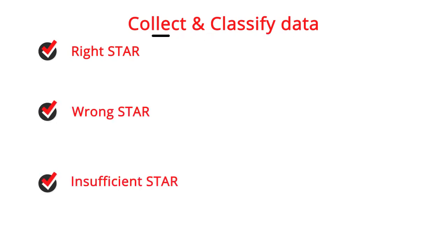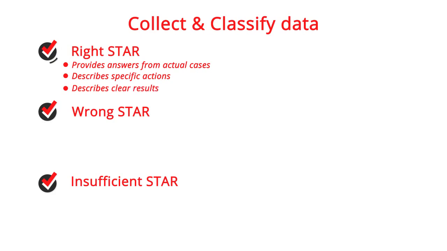Why do we need to classify this data? Looking at the slide we have up here, you can see we have 3 different stars. We have the right star, the wrong star, and the insufficient star. What do we mean by the right star? The right star refers to the candidate who provides answers from actual cases. They will describe specific actions they took, and they will also describe clear results. In short, this candidate will demonstrate an ability that shows that they know what they're talking about.